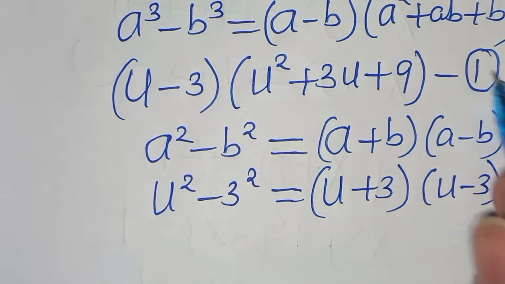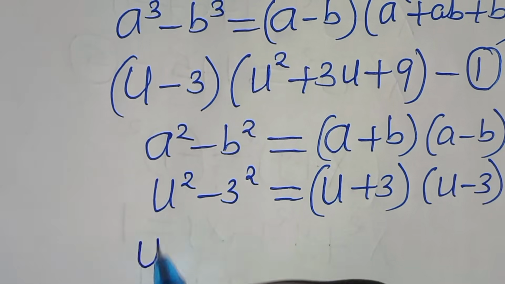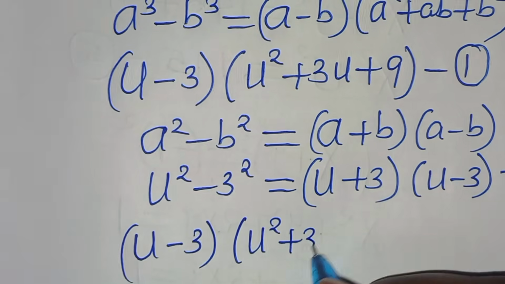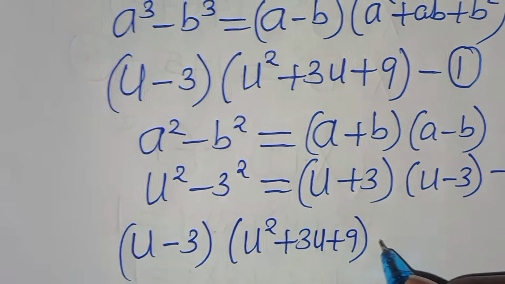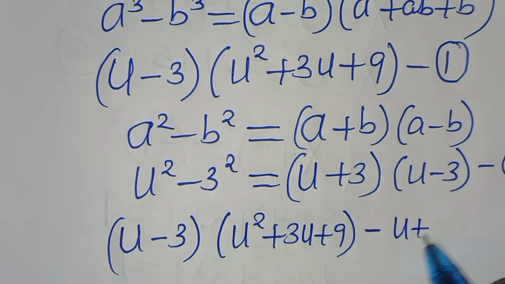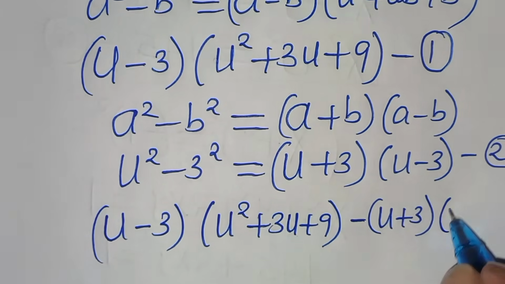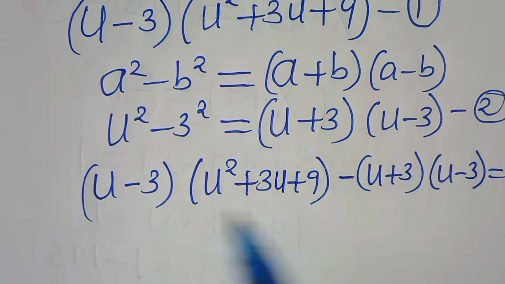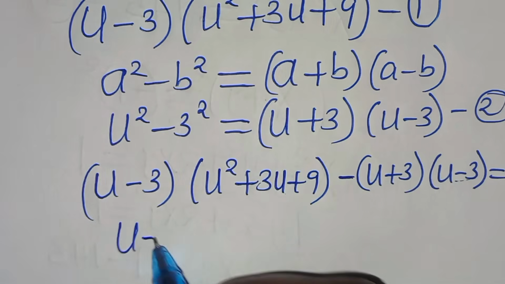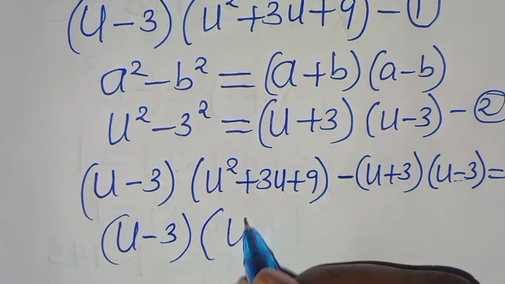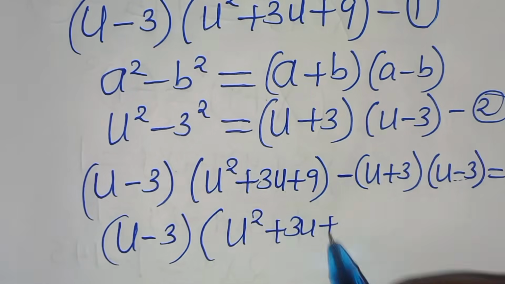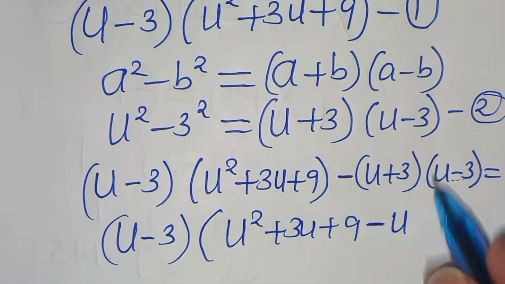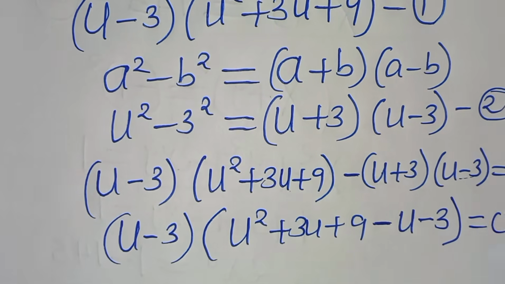So let's combine the first case here and the second case so that we have u minus 3 times u to the power of 2 plus 3u plus 9, then subtract u plus 3 multiplied by u minus 3, and this is equal to 0. So we have that u subtract 3 is common here, so we can factor out u minus 3, so that now we have u to the power of 2 plus 3u plus 9, then subtract, this is minus u, then minus times plus 3, this is minus 3, this is equal to 0.